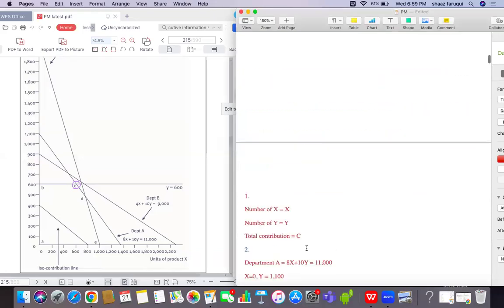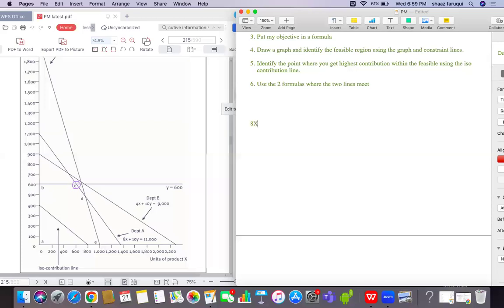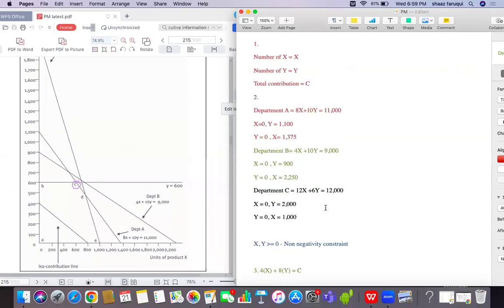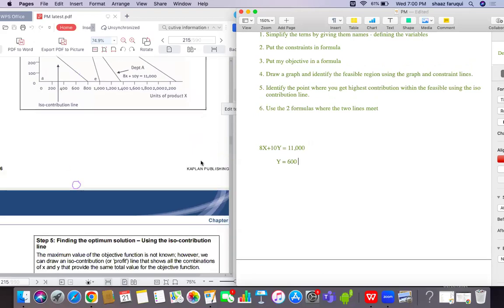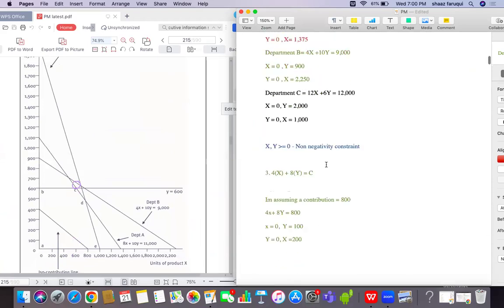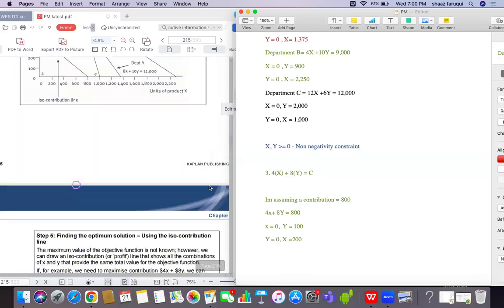So here in this case, Department A is 8x plus 10y is equal to 11,000. And the other line was the Y line, which says that Y has to be equal to or less than 600. So Y is equal to 600. If I'm not mistaken, that was the constraint. In this question, Y cannot be more than 600.